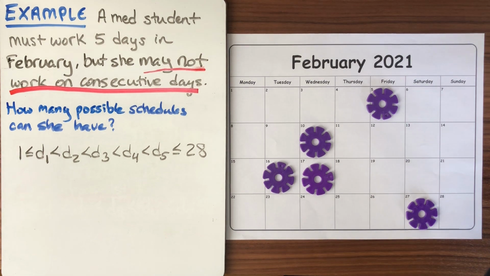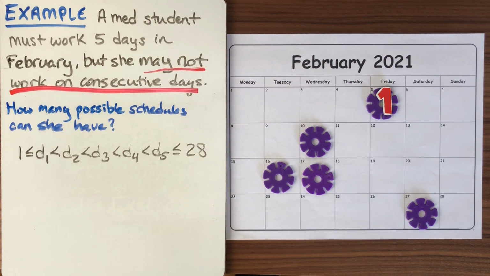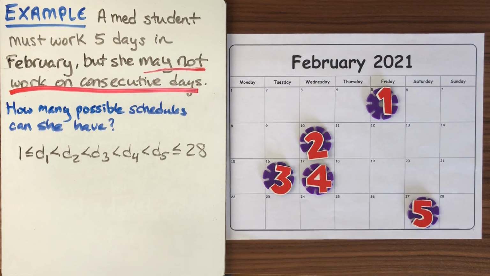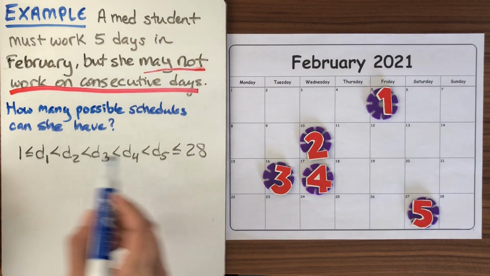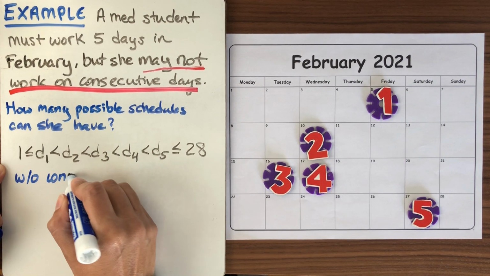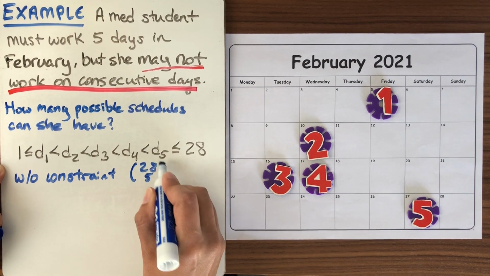So what we do is we just choose the 5 days that she works, and then we take care of the order. It's not really a linear order that's happening here. We just say, after we've chosen, we let the first thing be day 1, the second thing be day 2, and then we keep going through the calendar for day 3, day 4, and day 5. So it's not a linear order. There's no 5 factorial involved here. The answer, without the constraint, is 28 choose 5.